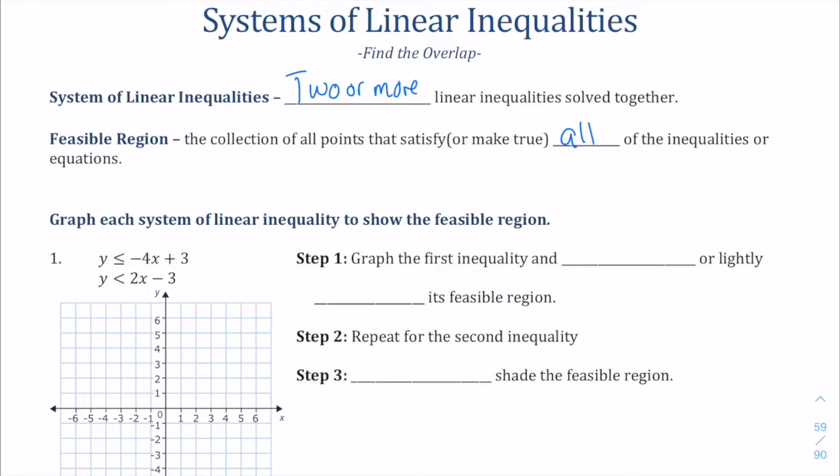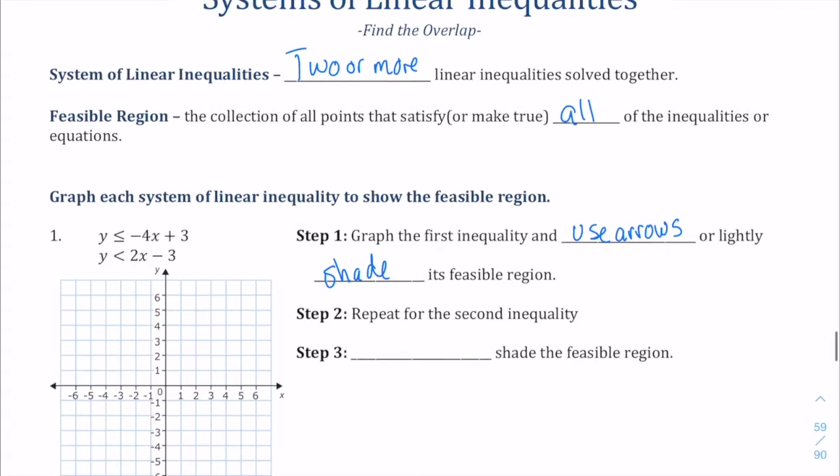Step one is to graph the first inequality and use arrows or lightly shade its feasible region. I'm going to show you what that means. I'm going to look at the first inequality, y is less than or equal to negative 4x plus 3.